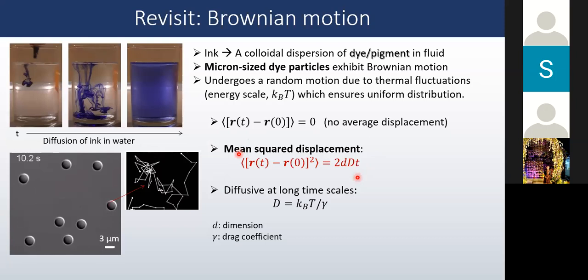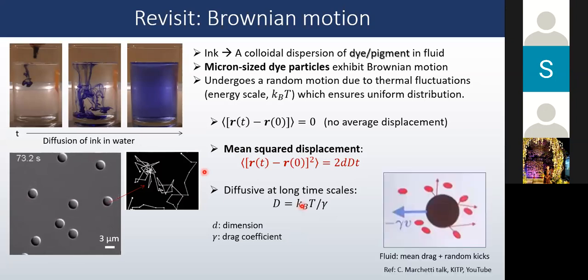So this is the most important characteristic, that the mean square displacement goes linear in time. And the slope gives you the diffusion coefficient, which is nothing but the ratio of the thermal fluctuating scales to the drag provided by the fluid. Now you can get all of this from a microscopic point of view. I will not obviously go into the details, but what I will tell you is that the fluid that it is in provides a mean drag to the system.